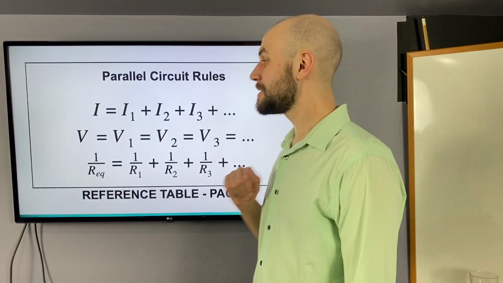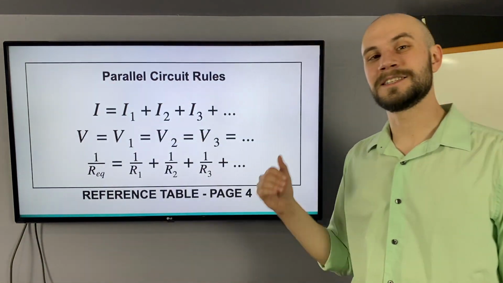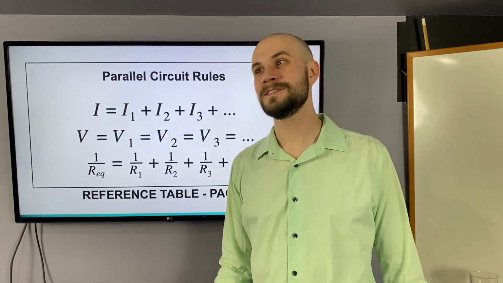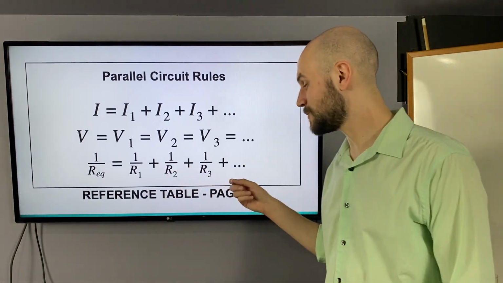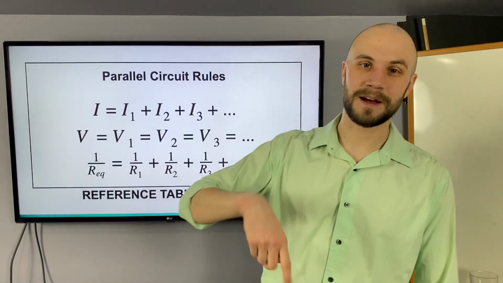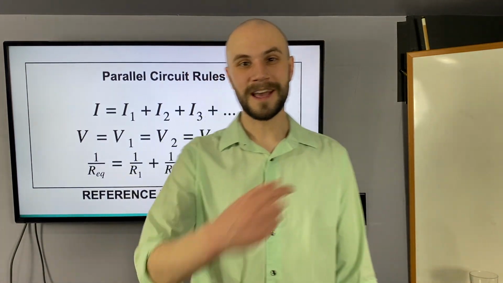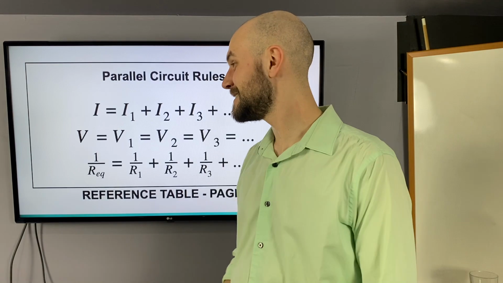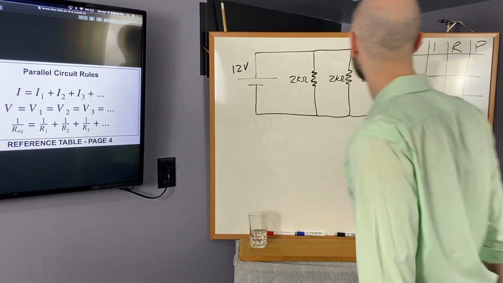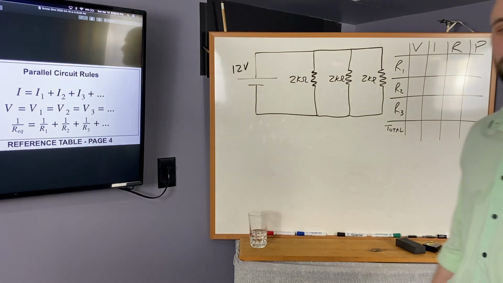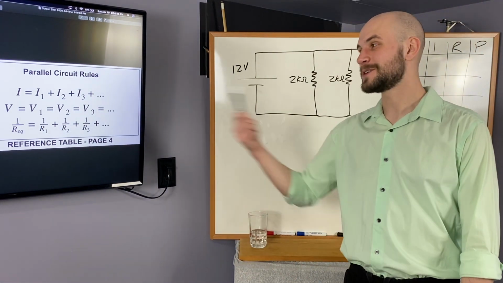All right, so what we're going to be doing next is applying these 3 rules to analyzing particular parallel circuits. We're still going to be filling out our VERP table. We're going to be doing it by following these rules instead of the series circuit rules. So we're going to move over to the whiteboard and we will be doing that now. All right, welcome to the whiteboard.